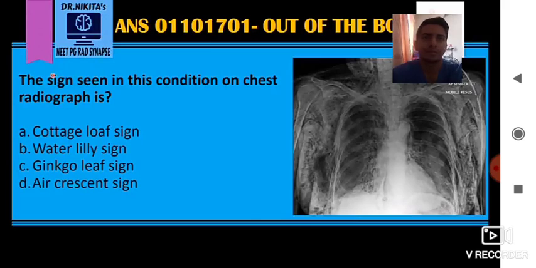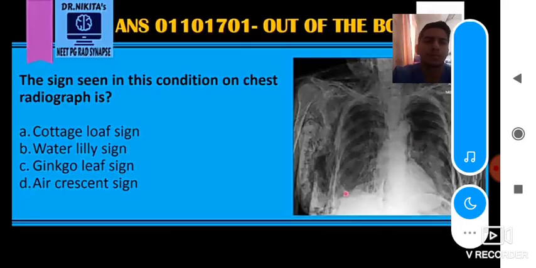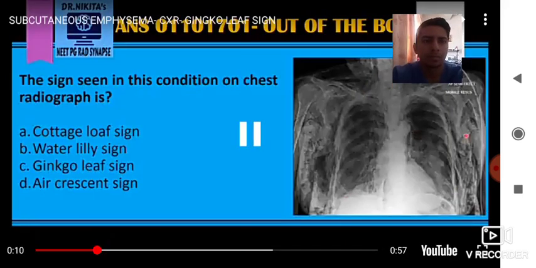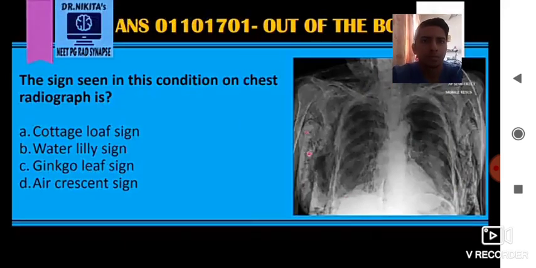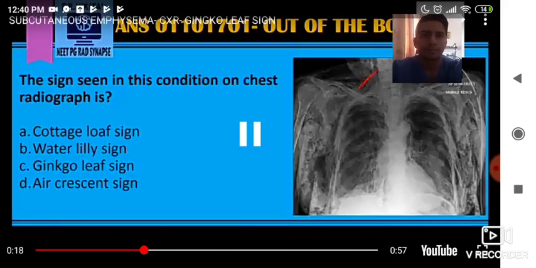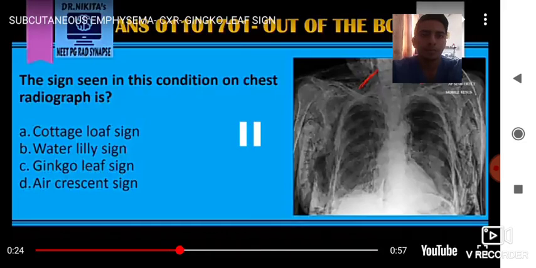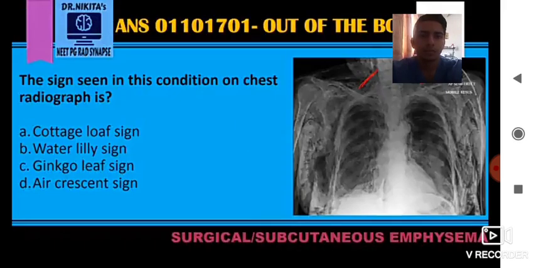So we have been asked to identify the sign seen in this chest radiograph. What we see here are abnormal black lines in the soft tissues. Everywhere in the soft tissues there are these abnormal black lines. We know that black on a chest x-ray means air. So basically there is air in the soft tissues. That is why the diagnosis is surgical or subcutaneous emphysema.